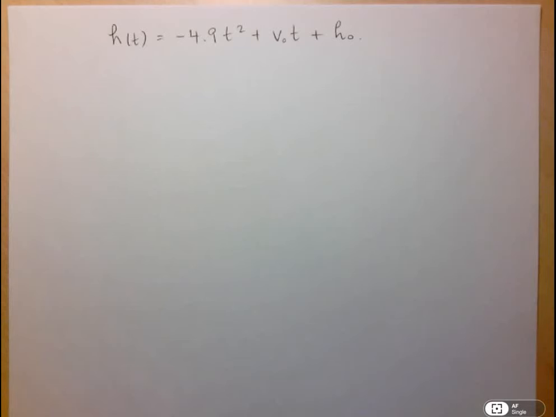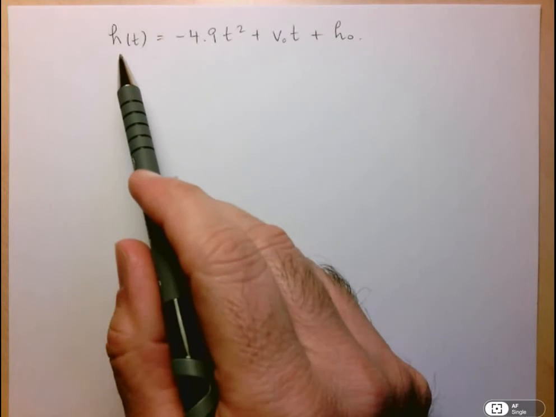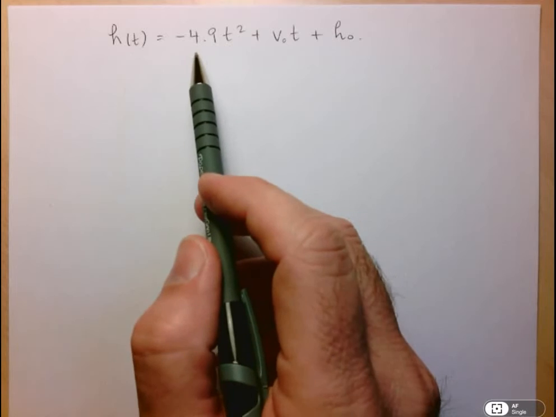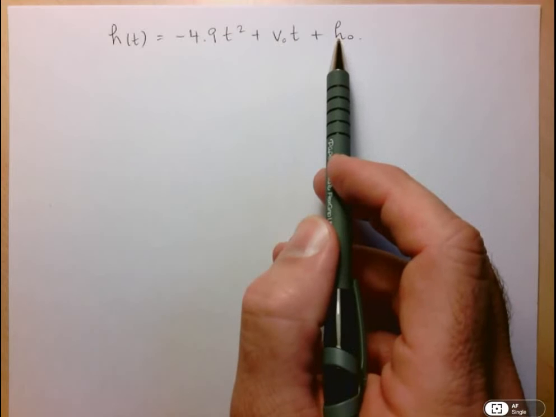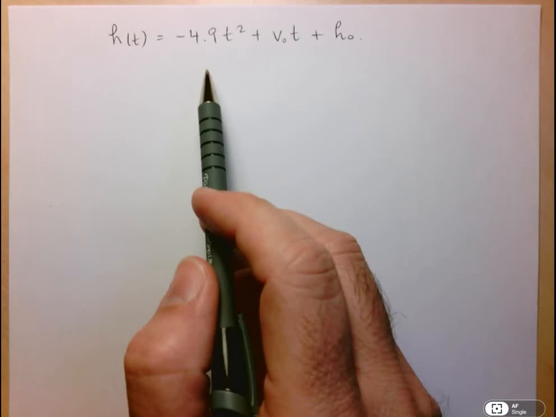Folks, this is a solution for the first additional question on the Unit 6 assignment. So here we're given a function for the height of an object with respect to time, and this is a very important physics equation. Here V naught represents the initial velocity of the object, and H naught represents the initial height. This gives us the height with respect to time.